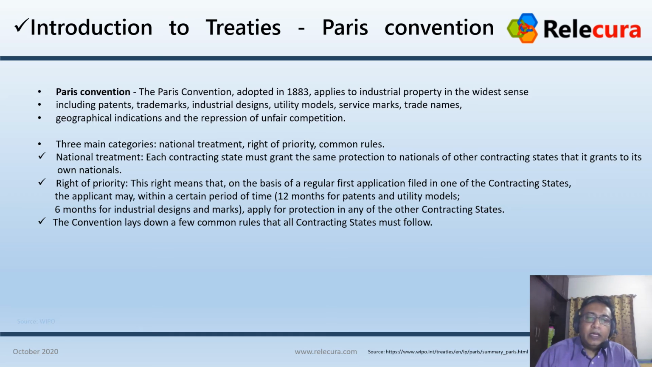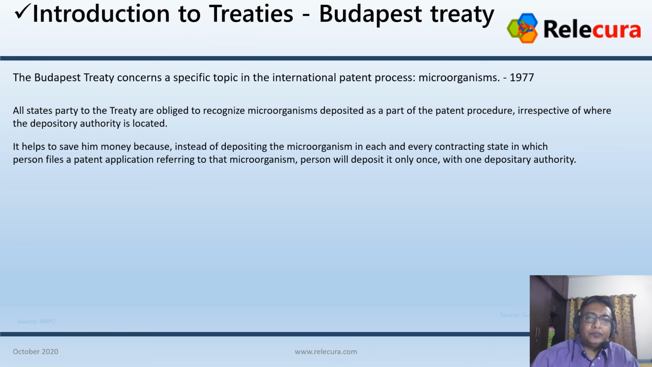And the third one is that the convention lays down a few common rules that all contracting states must follow. So all the rules and regulations will be common for all the contracting states. All the members of the Paris Convention, who have signed those treaties, should follow all the rules and regulations mentioned in the Paris Convention.